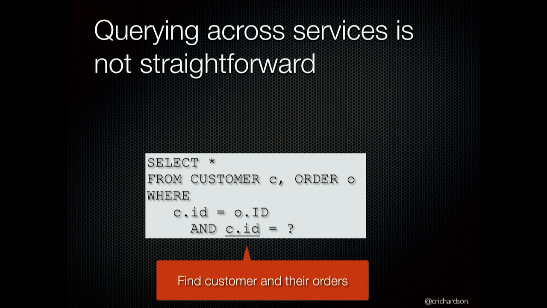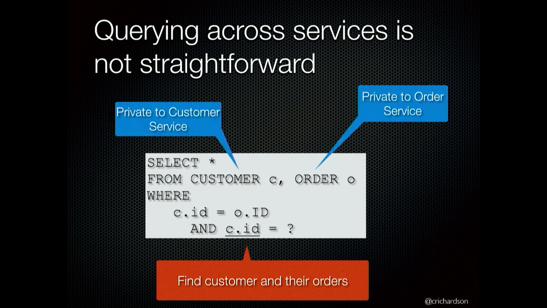It's extremely common to just do joins between tables. You want to know about customers and the orders, so you just do a join between those tables and retrieve the data that you need. But once again, customers are in one service, orders are in another service, and you cannot do a straightforward join between tables. So we've got two problems: how to implement transactions and how to implement queries.